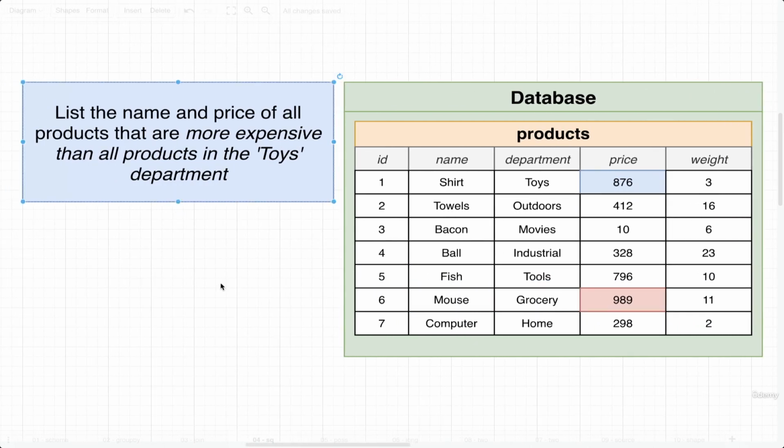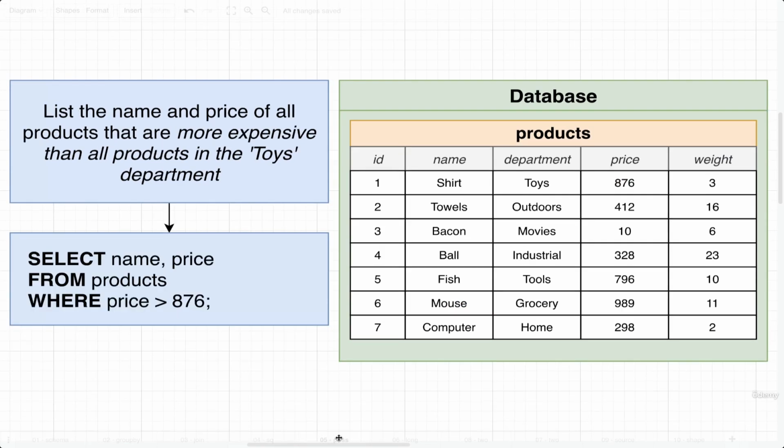Let's think about how we would actually write some SQL to answer this. Well, there's definitely an easy way and a hard way around going about this. So let's take a look first at the easy way, of course. One way we could try to answer this query is to write out something like what you see right here. Something like select name and price from products, and then we want to find all the different products where their price is greater than $876, because you and I were able to verify that the most expensive product in the toys department was $876.